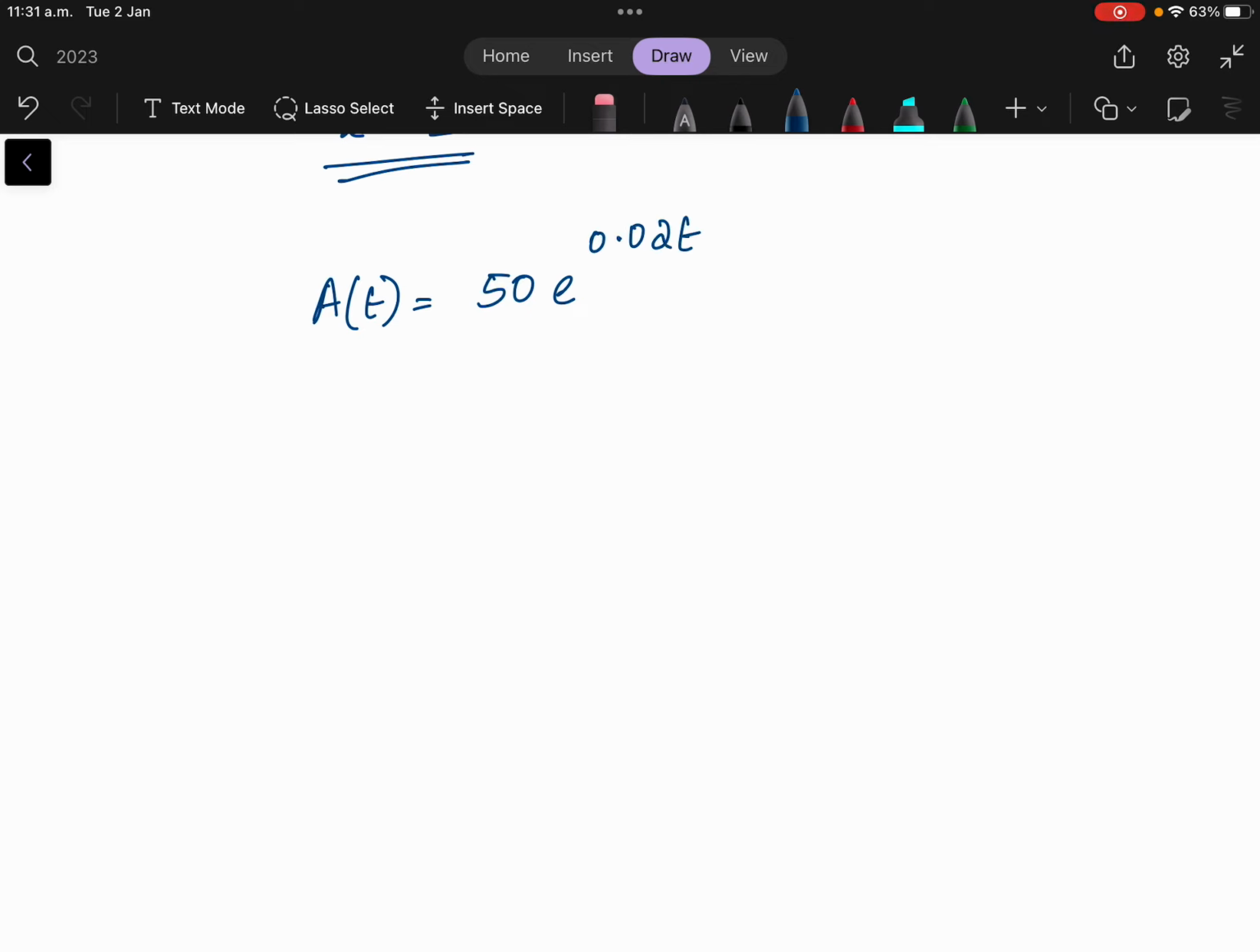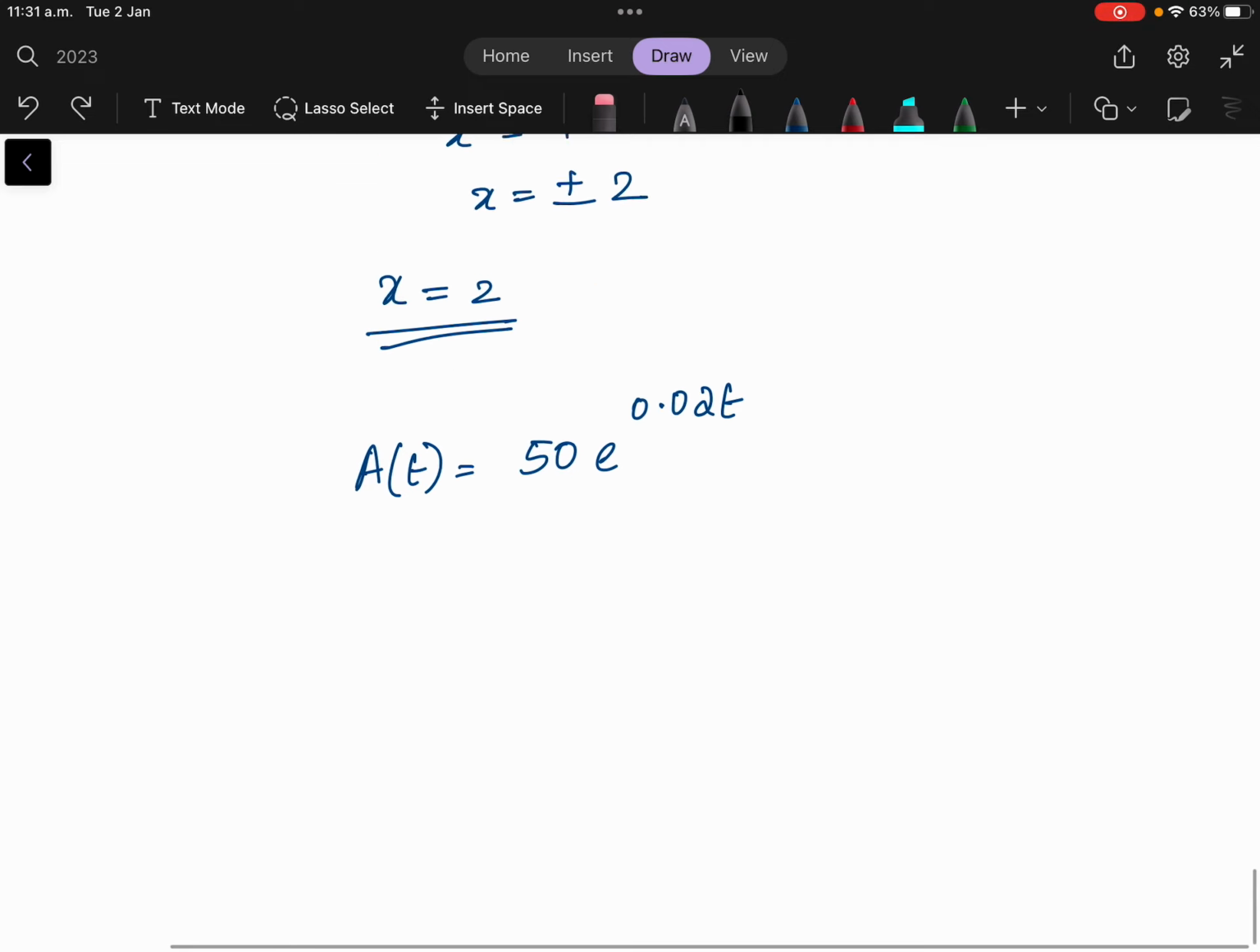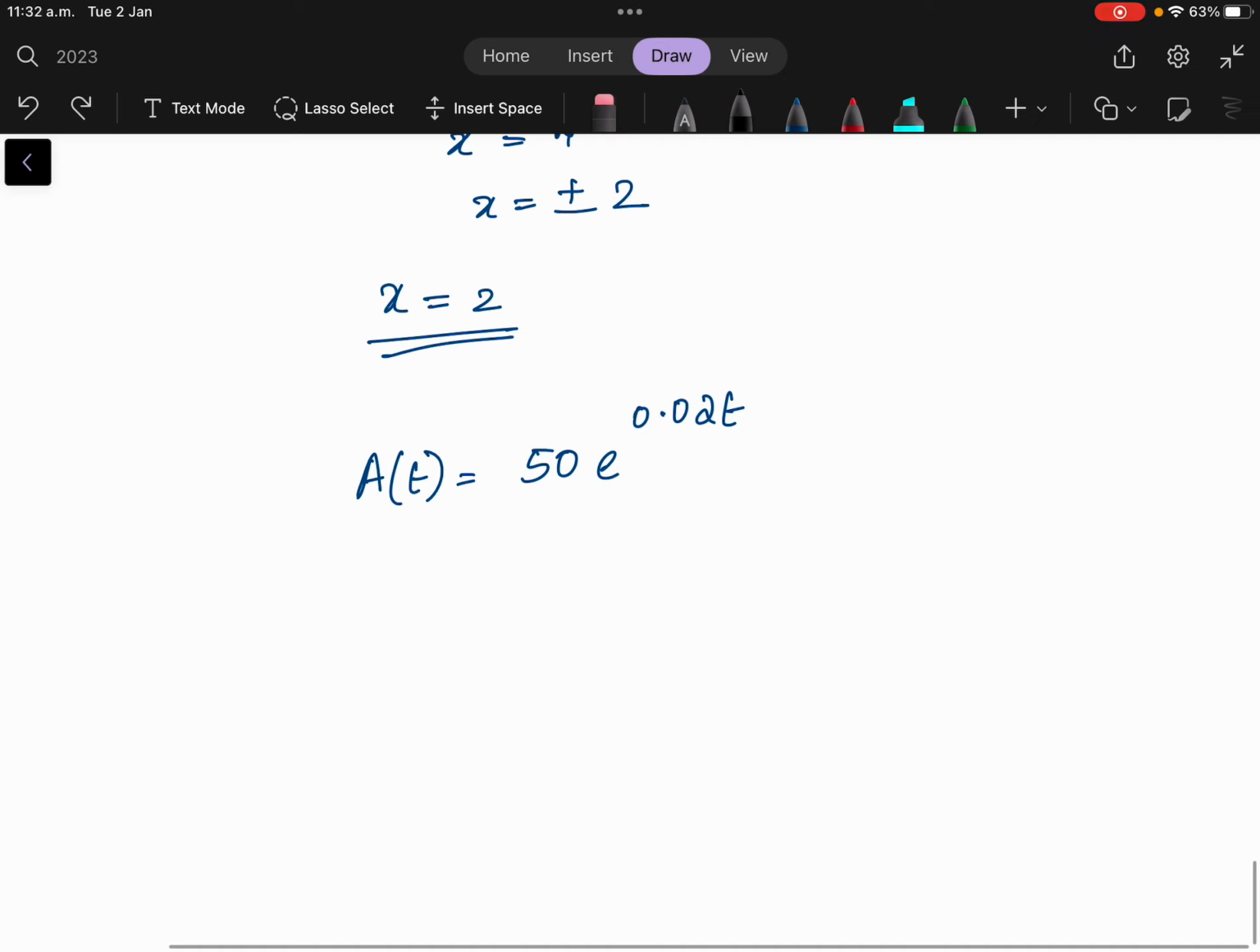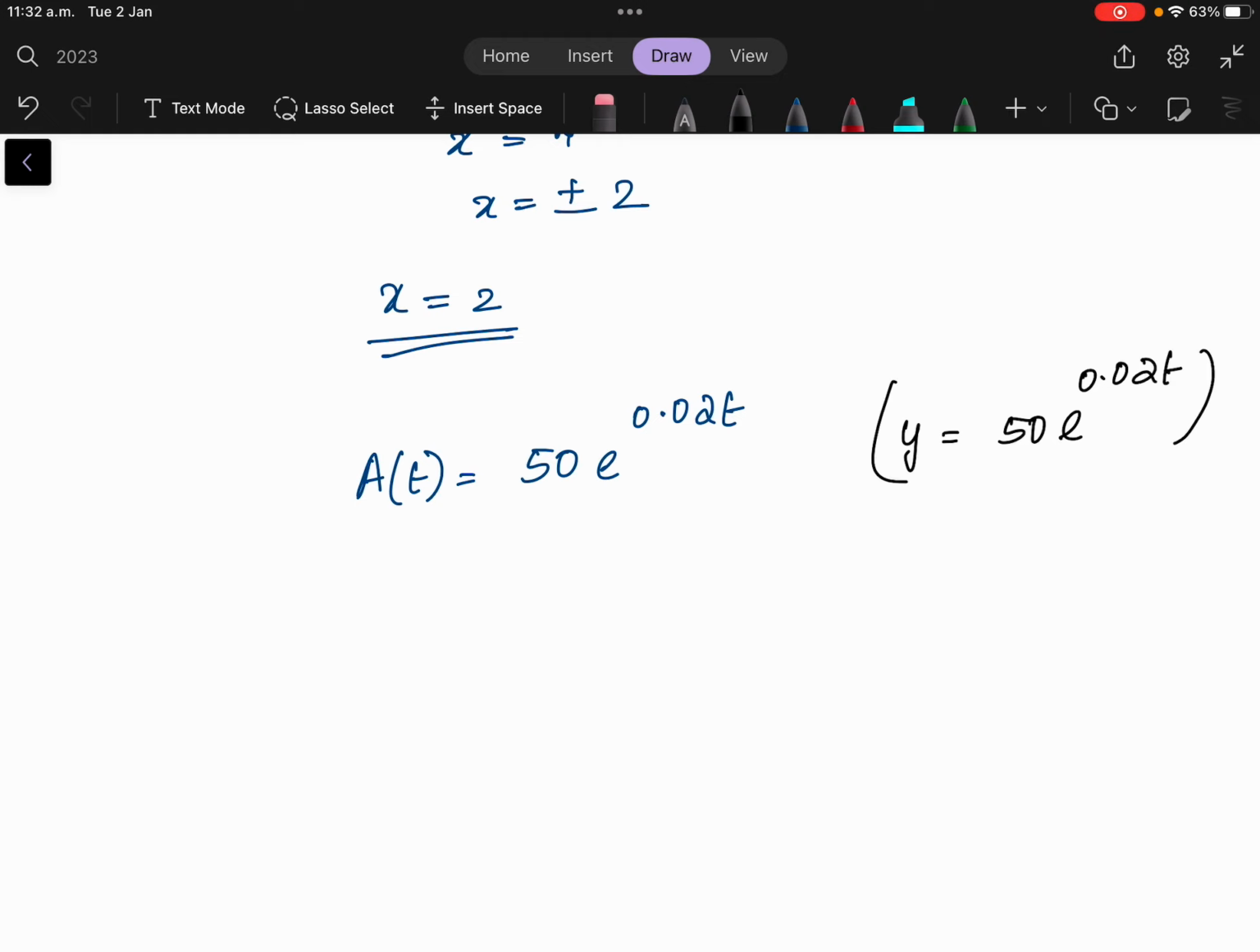Since the exponent is positive here, it is growth. If it is the other one, it will be negative. Most of the time this is a function, so just don't get overwhelmed seeing this. Just in your mind, think of this as y is equal to 50 e to the power of 0.02 t. So in that case, it is very easy.